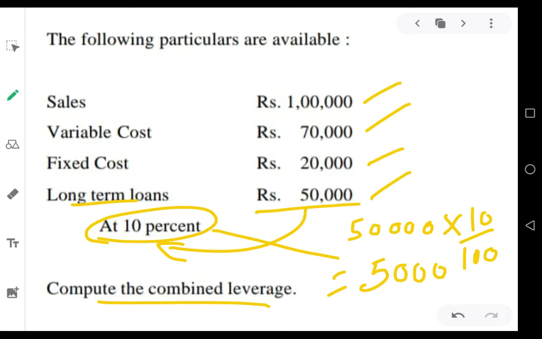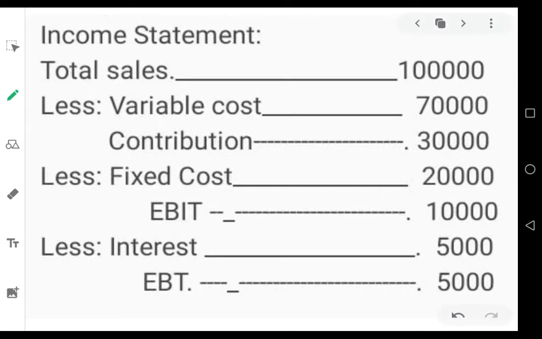When you come across a question like this, the first thing you should do is prepare a statement of income. The statement of income will look like this. We are proceeding to work out the income statement. As we have already understood, the income statement format is just a simple process of calculating the net profit earned by the organization by deducting all the variable, fixed and interest costs.